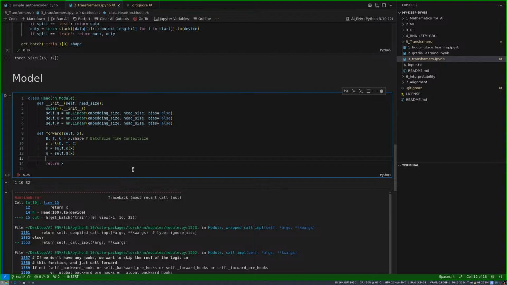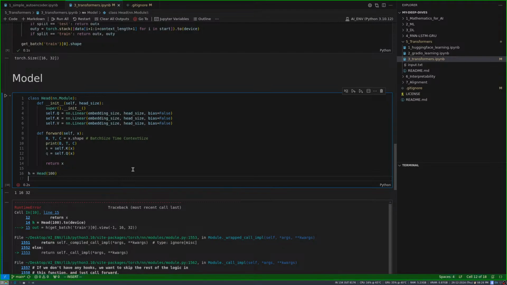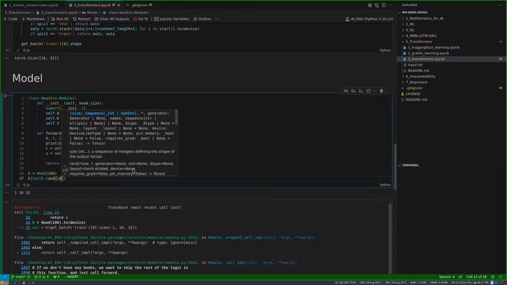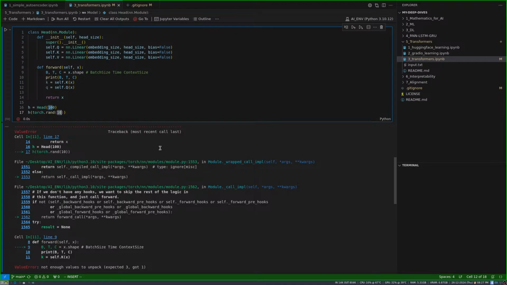So, man, I kind of want to run this thing. It would be so fun if I could. Probably I can test with the test data, right? I can make a sample data. So H is head of 100 and H of torch dot random of 10, and I need 3.